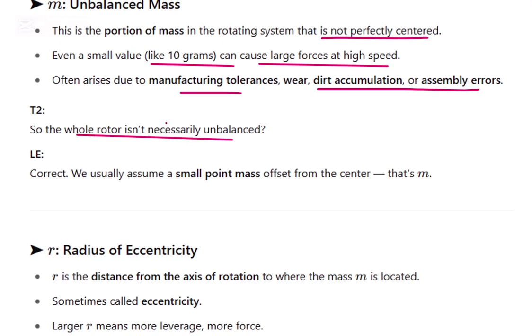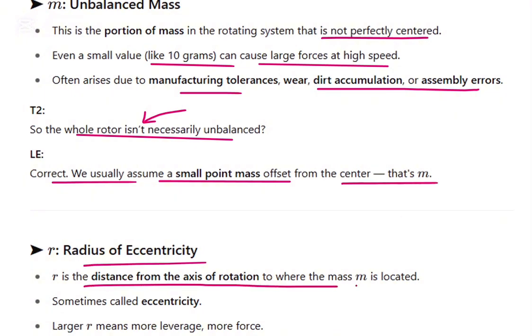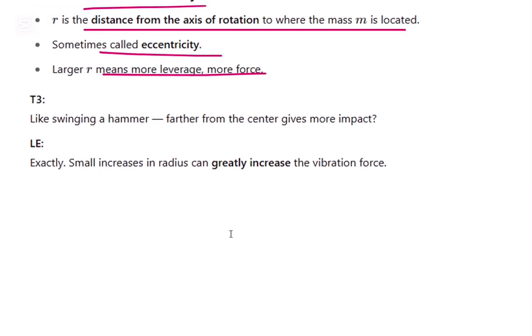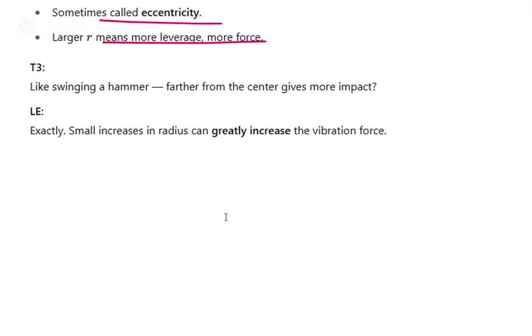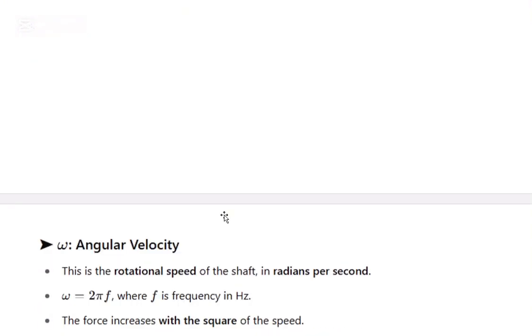So the whole rotor is not necessarily unbalanced. Correct. We shall assume a small point mass offset from the center. That's m. Radius of eccentricity e. This is the distance from the axis of rotation where the mass is located, sometimes called eccentricity. Larger arm means more leverage, more force. Swinging a hammer from farther from the center has more impact, right? A small increase in radius can greatly increase the vibration force.